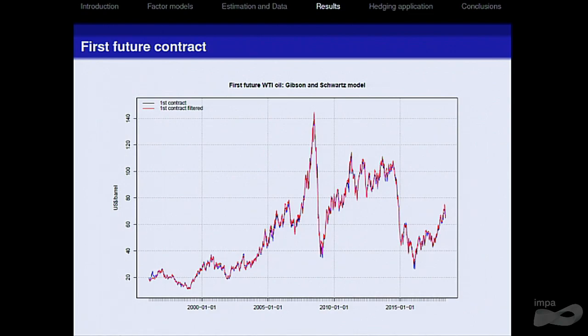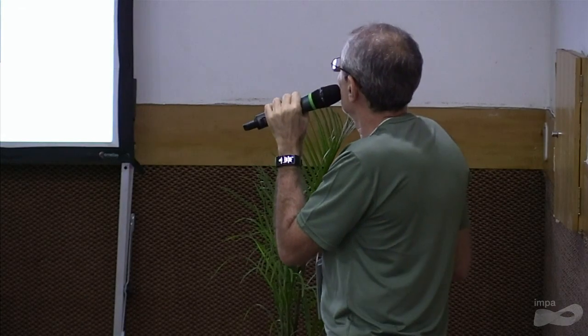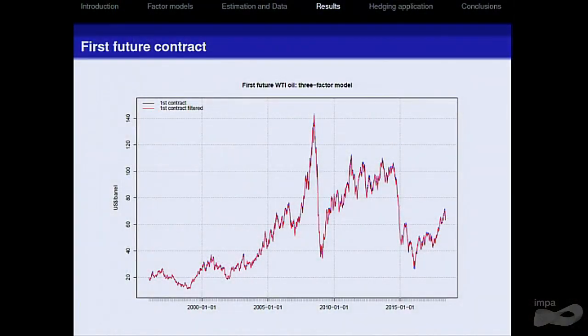This is the blue line, which is hidden by the first contract filter. This is the model, the first contract of the model. We calibrate. This is the two-factor model. We can visually observe that the three-factor model has a better fit to the first future contract. So here is the two-factor, and here is the three-factor model.